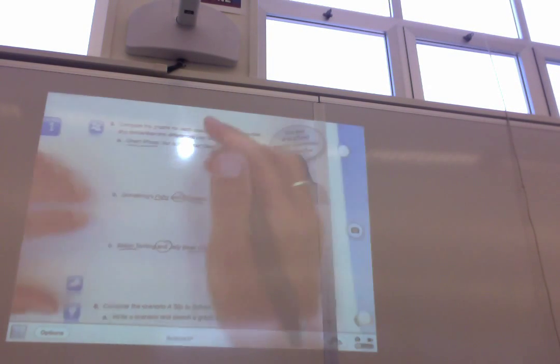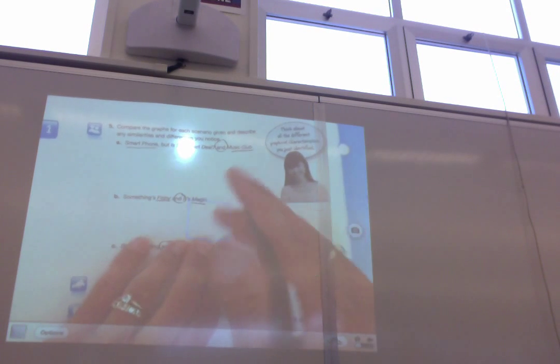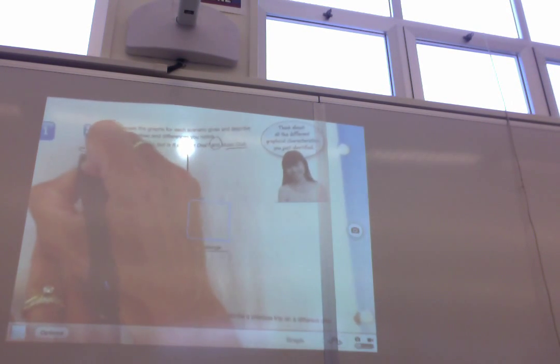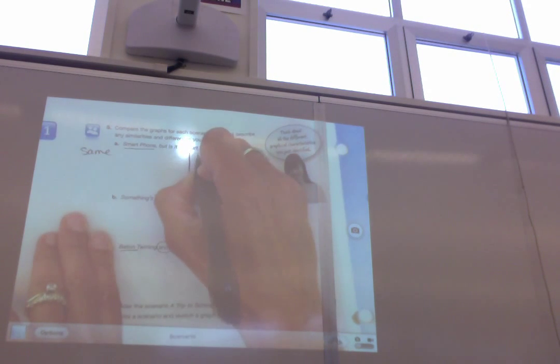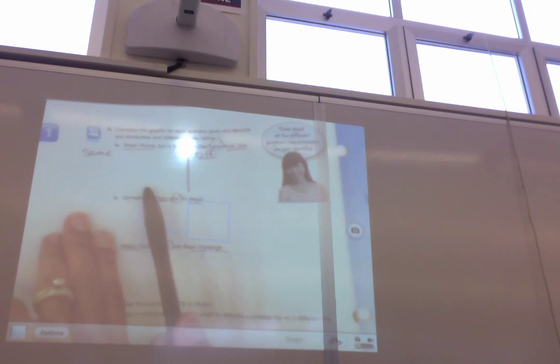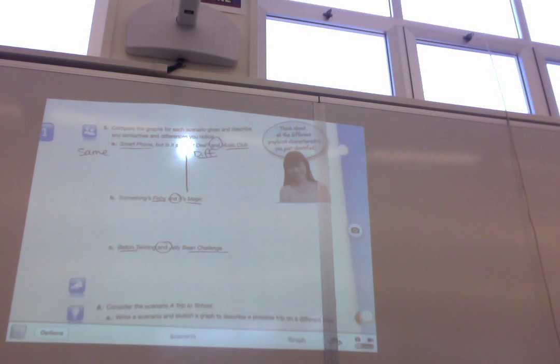Okay, I saw one strategy people had in answering this. Some people put a line right here: same, different. That looked like it left them good space to do both parts of the answer and reminded them to do both parts. So smartphone and music club.